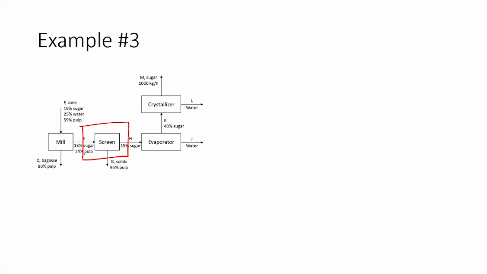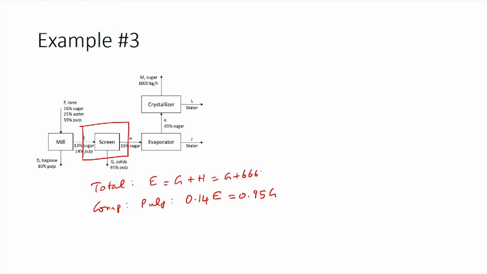So, for starting that, let us first write the total balance equation. The total balance equation for the screen would be E equals G plus H, and then we can write component balances. Here we will first choose pulp as the component balance, because we know the concentration of pulp in the input stream E and the exit stream G. So, this makes it 0.14 times E equals 0.95 times G. As we already know the value for H, we can substitute this equation as G plus 6667. So, now you have two equations and two unknowns.